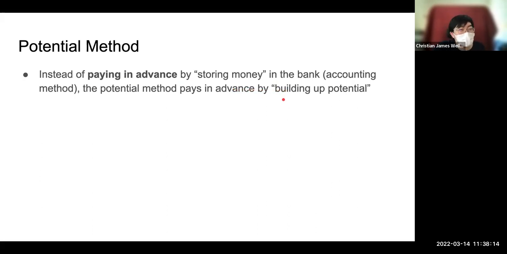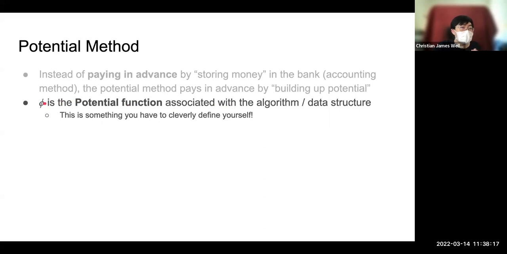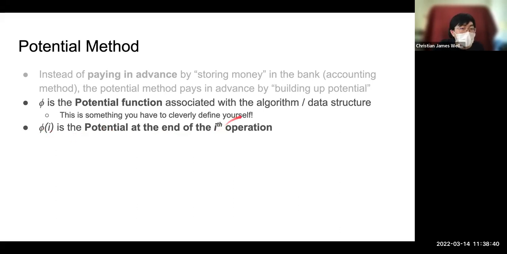Okay, so this might not be clear. There's this potential function phi. Phi is the potential function associated with the algorithm or data structure. And I want to emphasize that the phi here is something you have to cleverly define yourself. Again, this is by experience, you have to figure out what the function should be, and you have to trial and error basically. So phi of i is the potential at the end of the i-th operation. After you are done with the i-th operation, that's the potential.